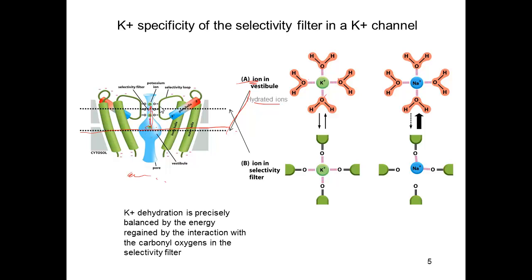Well, it's got a fixed geometry of carbonyl groups, which can coordinate with the potassium ion. Again, partial negative charges here, lone pairs of electrons on oxygen atoms, help stabilize the potassium ion in the selectivity filter, just as the water molecules did in the vestibule.